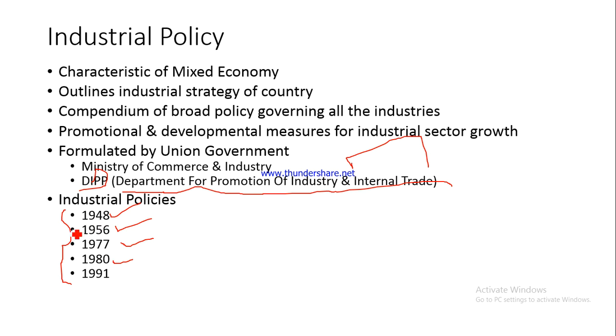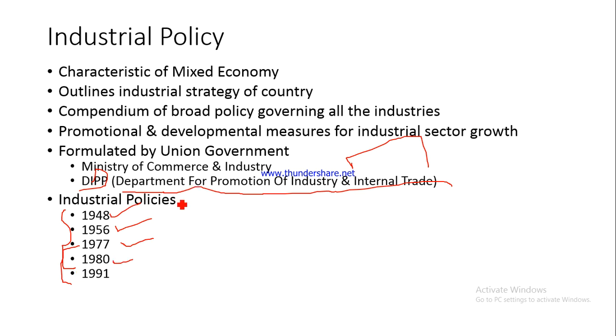Now you would wonder as to why this difference in time gaps. The difference between the first two industrial policies is just 8 years. That between the next two is almost 21 years. Then between these and these is just 3 years. So there is a reason behind that.